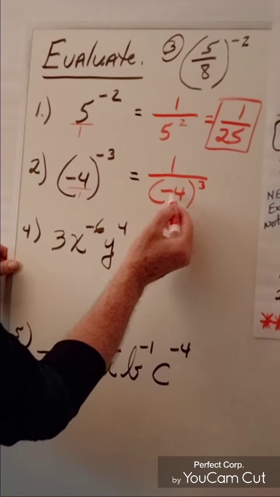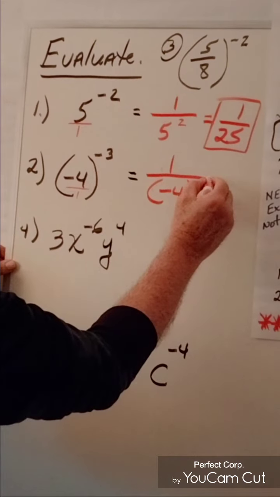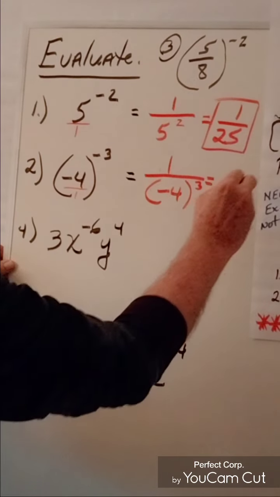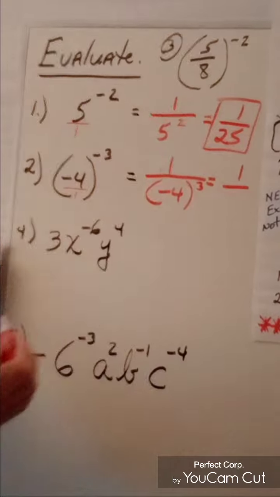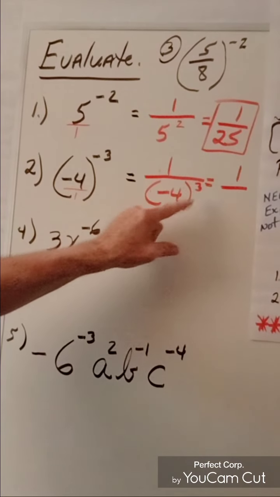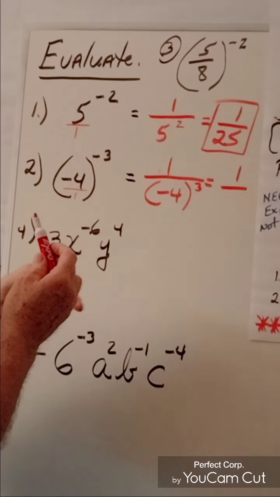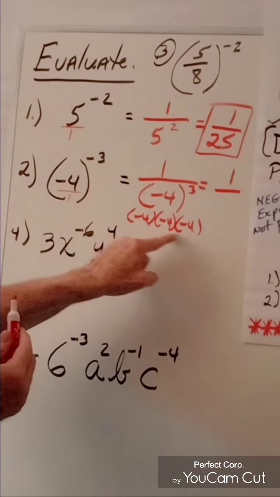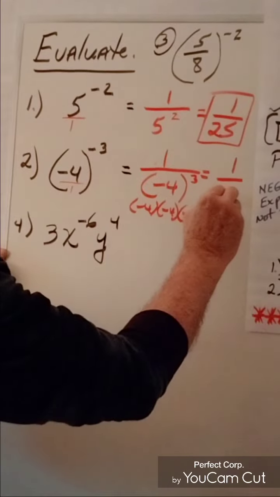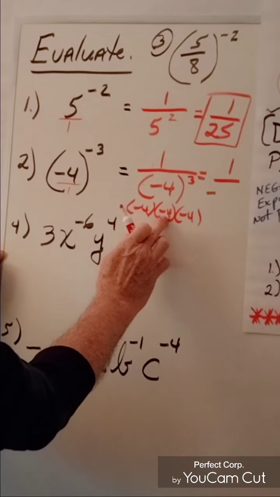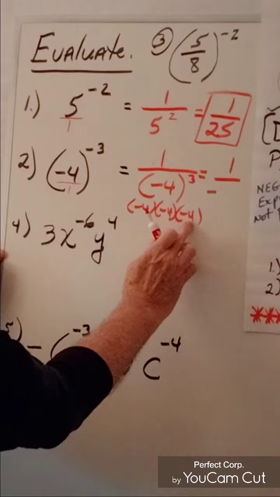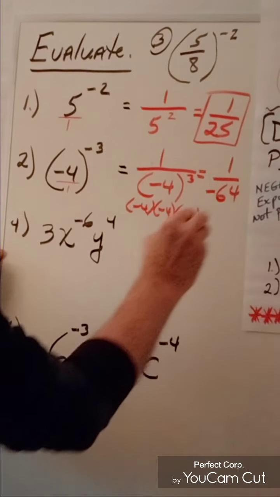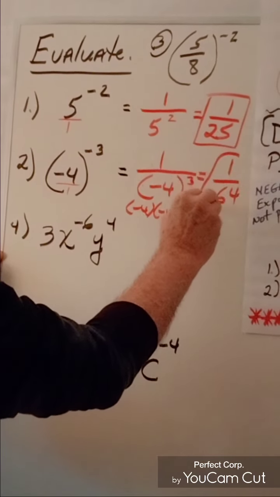And since negative 4 to the third power is a very reachable simplification that we can do, the 1 will stay on the top, and negative 4 to the third would become negative 4 times negative 4 times negative 4. When you look at this, there's an odd number of negatives, so that's going to make the answer negative. 4 times 4 is 16, and 16 times 4 will make that a negative 1 over 64.